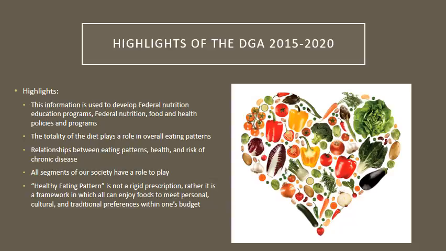and you can read the executive summary of the DGA 2015-2020. So I just pulled out a couple key pieces of information from the executive summary. Some of the highlights are that this information that the USDA and the U.S. Department of Health and Human Services put together winds up being the source of information used to develop all federal nutrition education programs, all federal nutrition, food, and health policies and programs.